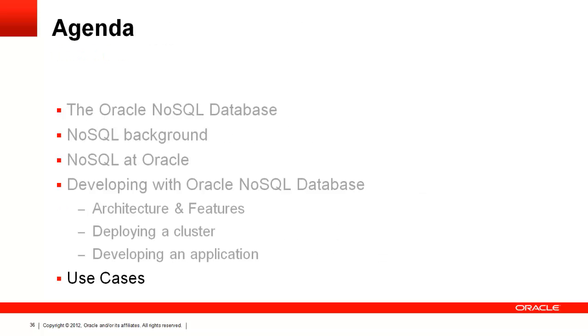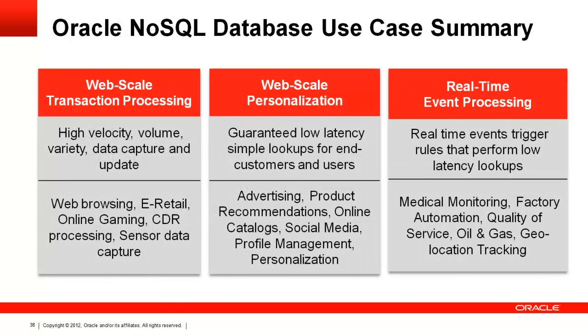So use cases. Well, we're running out of time. I'm really not going to go into detail on the use cases, but this technology is highly suited for web scale transaction processing, personalization, and real-time event processing. Those are the three major areas where we see people adopting the technology. There's a couple of examples there. Again, it's about dealing with data at scale and needing very stringent, low latency access to that data, or high throughput write operations. That's where this technology is best suited.